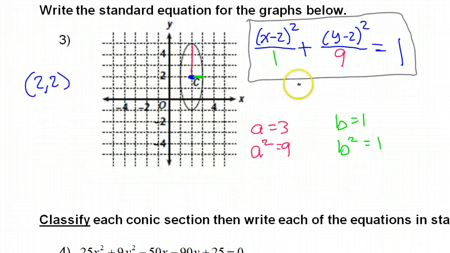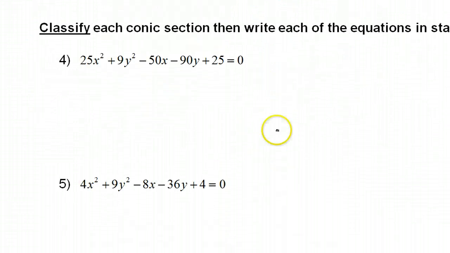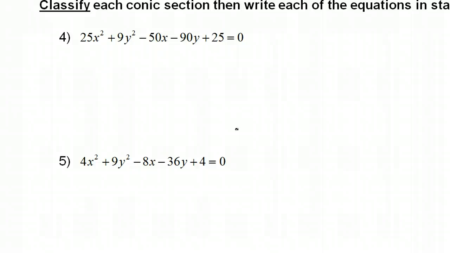All right, let's move on to number 4. Looking at number 4, we are supposed to classify this and write the answer in standard form. Now, if both of the variables are squared, it's either going to be a circle or an ellipse, okay? Because for a parabola, only one of these would be squared.